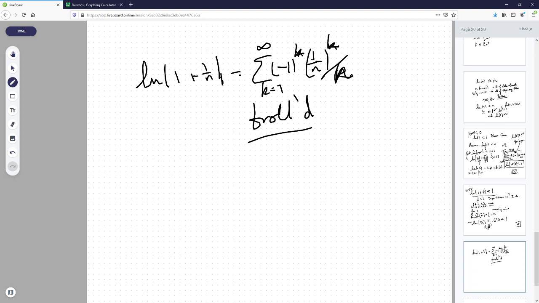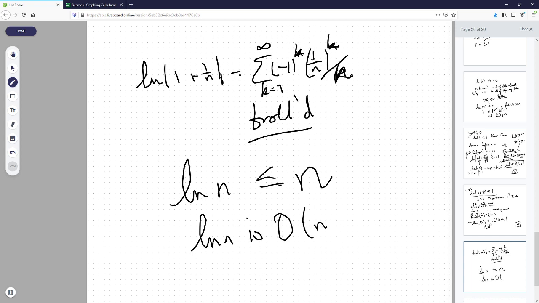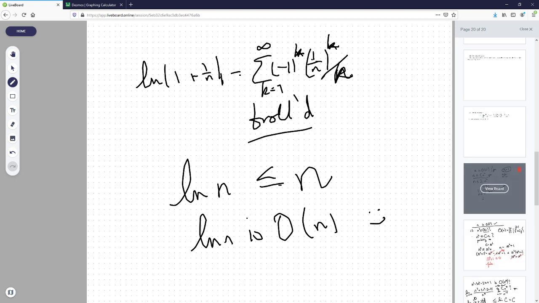Okay. So I think that's all I want to say about Big O in terms of this kind of stuff. Basically the moral of the story is that this means that natural log of n is Big O of n, which is happy. Okay. So let's look at some algorithms.